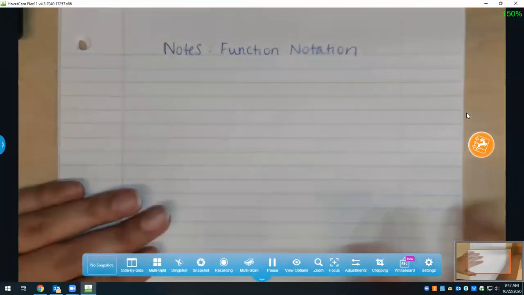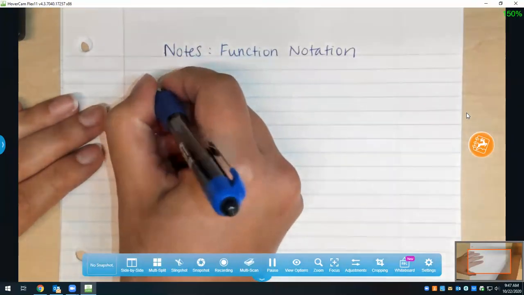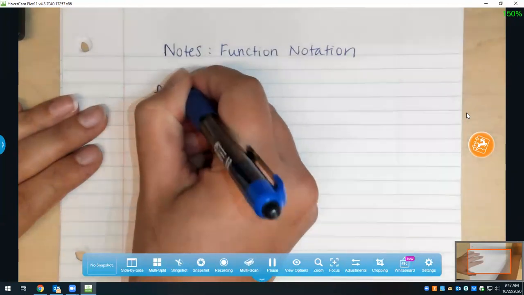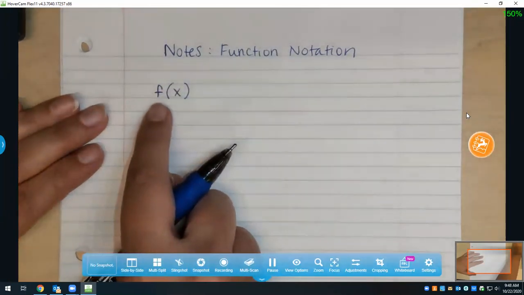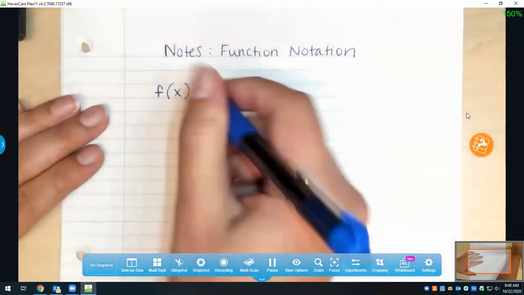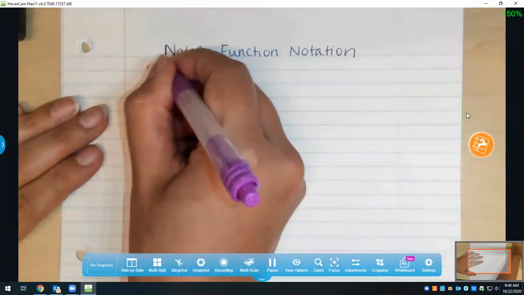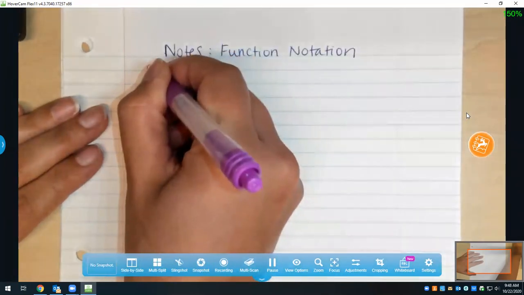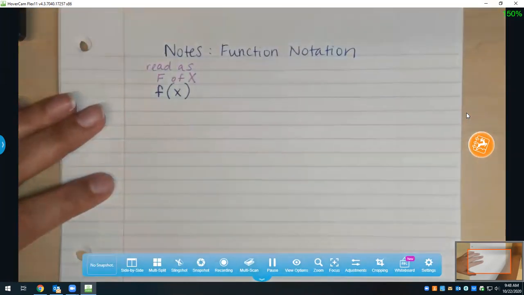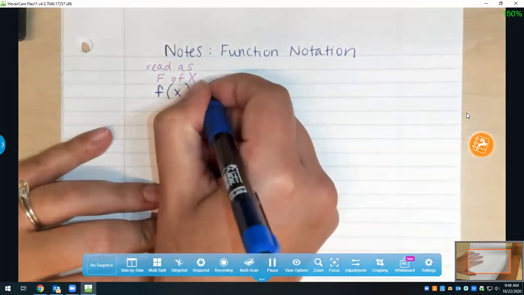All right, so for function notation, we have, let's say something like this. So f of x is how you read that. Read as f of x. Okay, so function notation, read as f of x, you'll see things like this.